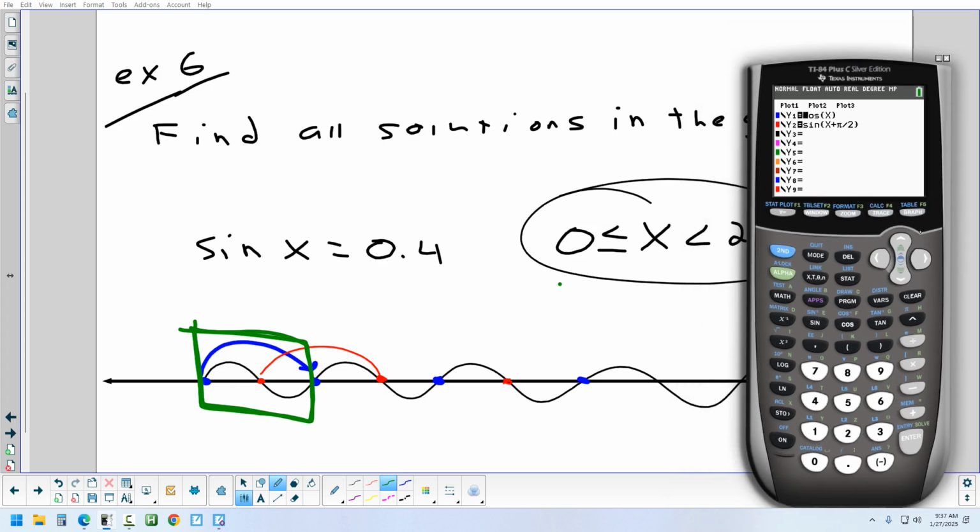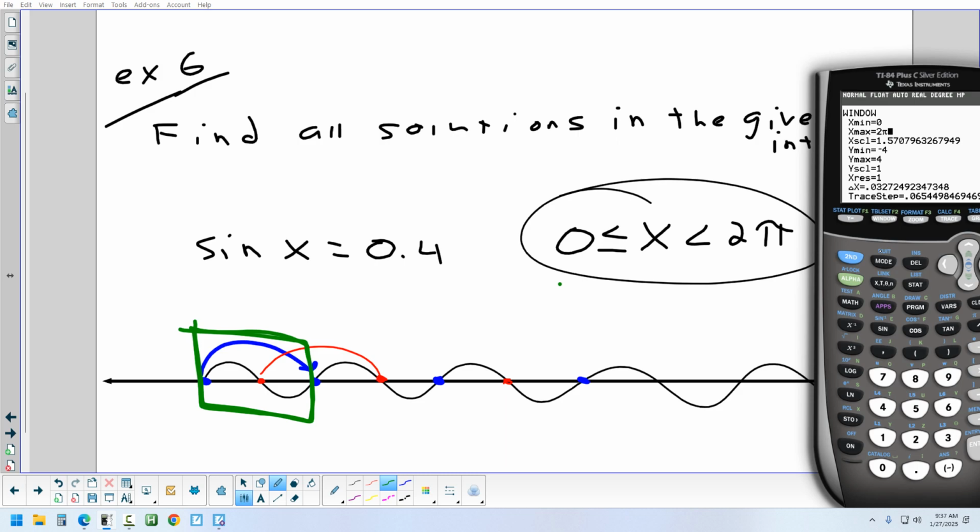So we're going to put in sine x. We're going to put in 0.4. And remember, you want to set your window to what they're telling you. Why did they write the window like that? Greater than or equal to 0, and then a less than 2 pi. Yep. Because if there's an answer on 2 pi, which in this scenario there is, they don't want us to include that answer.